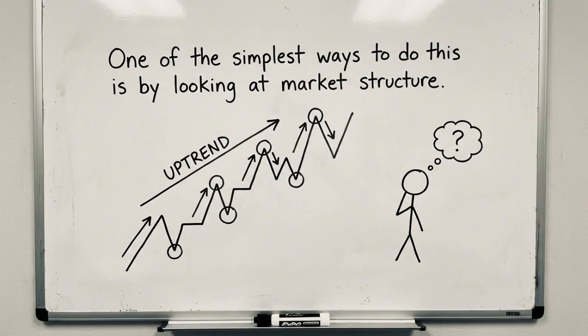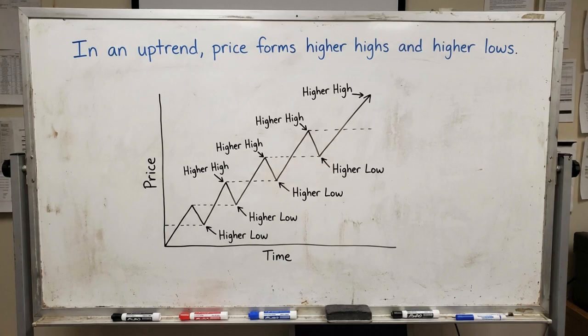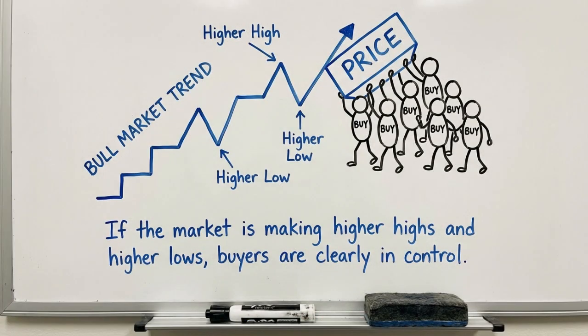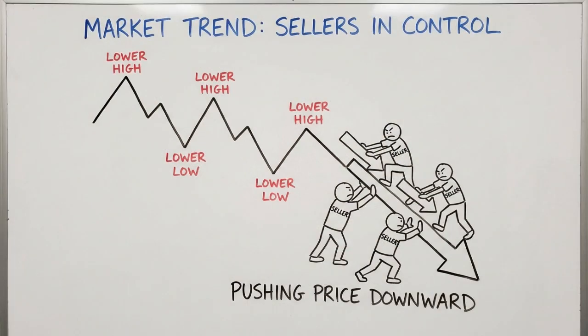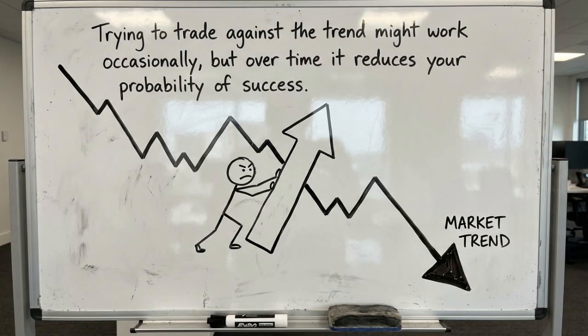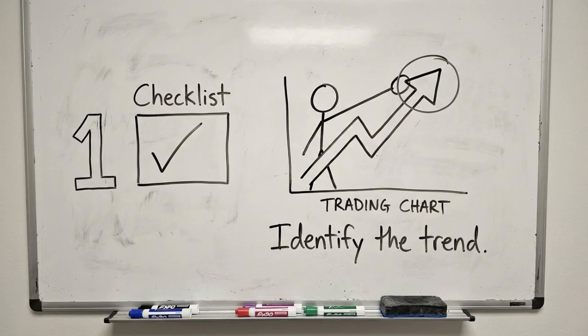One of the simplest ways to do this is by looking at market structure. In an uptrend, price forms higher highs and higher lows. In a downtrend, price forms lower highs and lower lows. If the market is making higher highs and higher lows, buyers are clearly in control. That means you should focus on looking for buy opportunities. If the market is making lower highs and lower lows, sellers are in control, and you should focus on sell opportunities. Trying to trade against the trend might work occasionally, but over time it reduces your probability of success. So step one is simple: identify the trend.